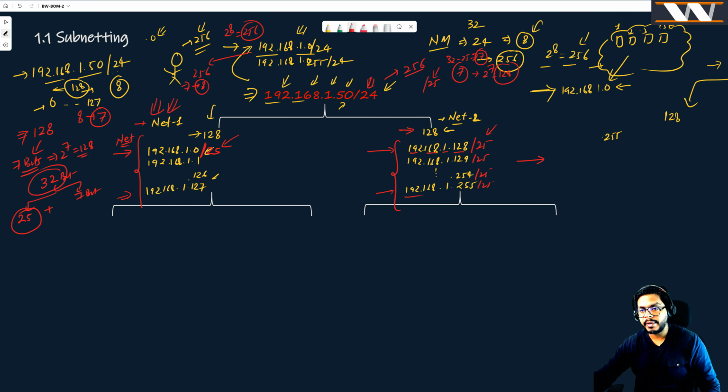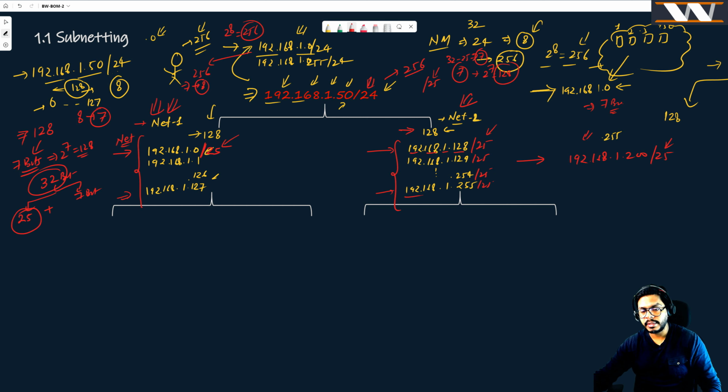Now, suppose I write an IP address, say any random IP, 192.168.1.200/25. Can you tell me which network this is part of? Because right now this is /25. If I am saying /25, it means that 7 bits are for host, right? It means that this network has 128 hosts. It means that this IP address belongs to network number 2, right? Because it is lying in this range, 128 to 255, right?